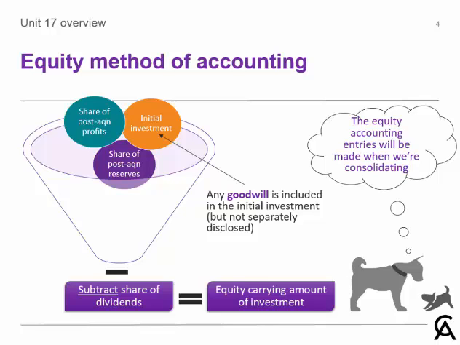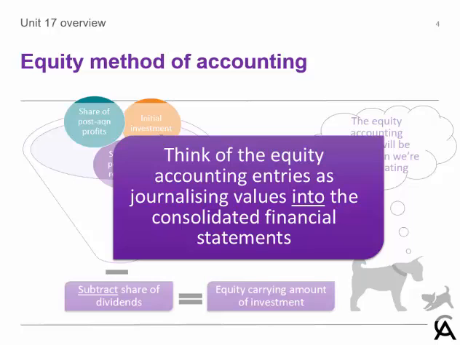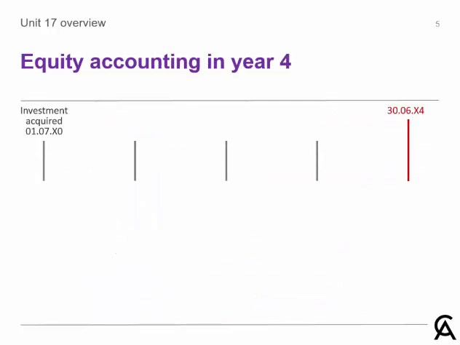So we're journalising things on the equity side of our financial statements, share of post-acquisition profits and reserves, taking off dividends. But the debit side comes over to our asset, being the equity carrying amount of the investment. So try to think of the equity accounting entries as if we're journalising values into the consolidated financial statements.